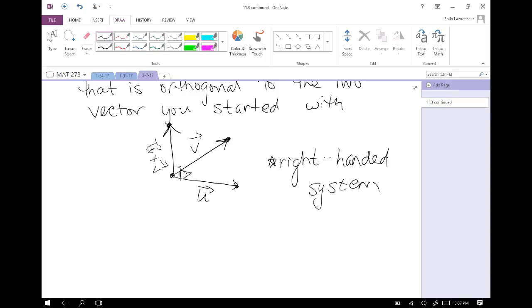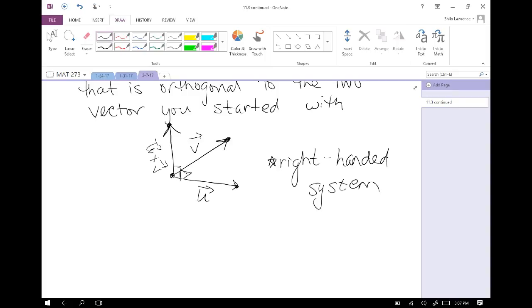Start with the outside of your palm resting parallel to you, and now just curl your fingers in the direction of V. Yeah, we want the outside of your palm, and curl it towards V.